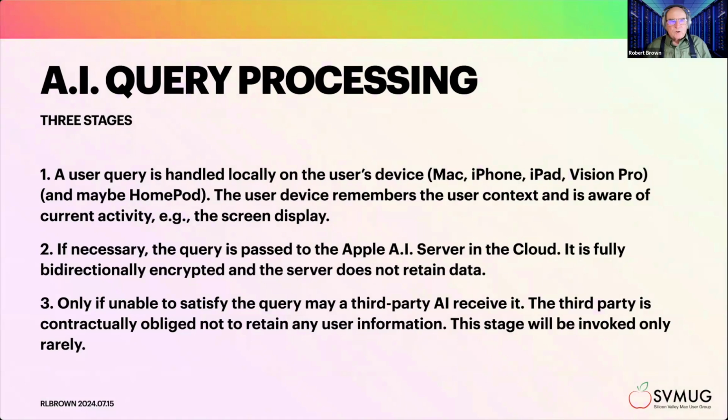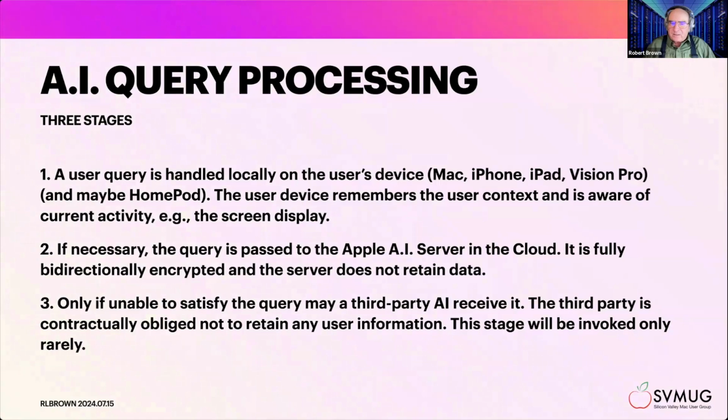Now the process will occur in 3 stages. When you first make your query, they'll do their best to answer it locally on your iPhone, for example. And by the way, maybe the HomePod. There's a belief that the HomePod will be equipped with an AI capability as well. Or maybe the HomePod will simply hand it off to your iPhone or something. It will remember your context and know about your current activity. They think that in most cases, it will be able to handle your query.